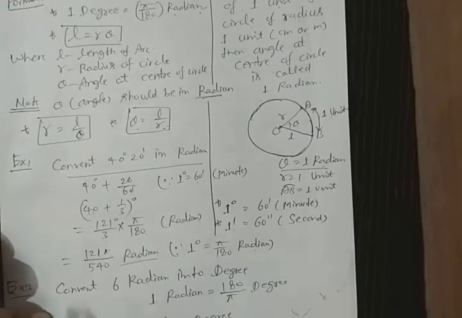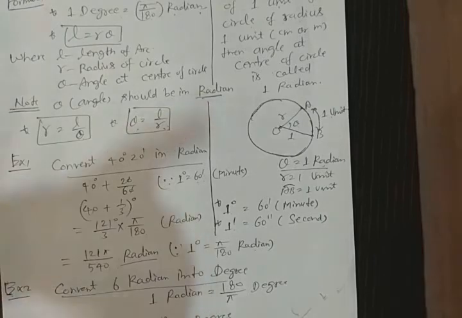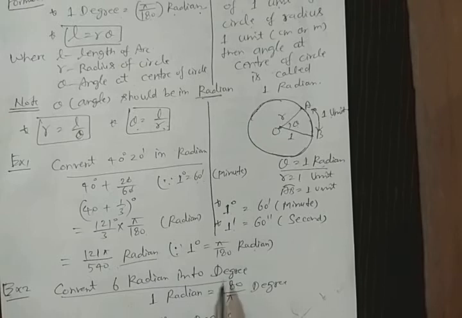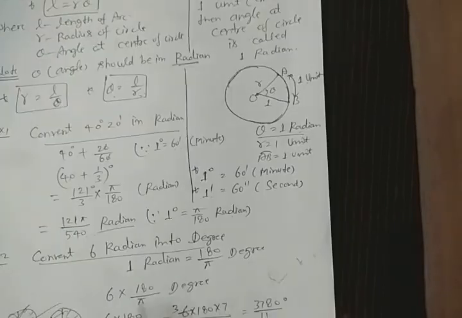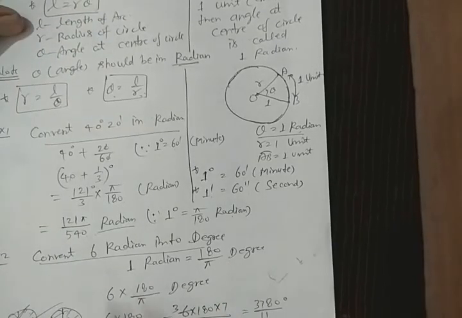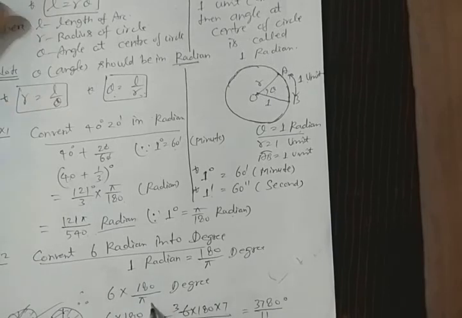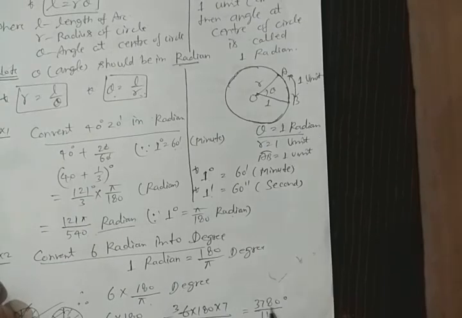Second example is: convert 6 radians into degrees. Given in the question, convert 6 radians into degrees. But keep in mind always, if the angle is not complete in degrees, then we convert the angle into degrees, minutes, seconds. So 1 radian is equal to 180 upon pi degrees. Therefore 6 radians is equal to 6 into 180 upon pi. Put the value of pi, that is 22 upon 7. So it becomes 3780 upon 11 degrees.